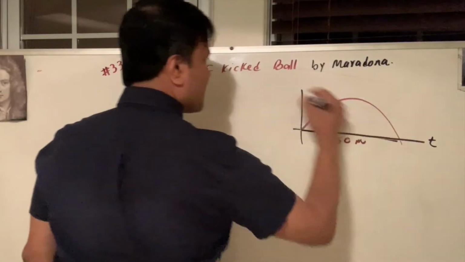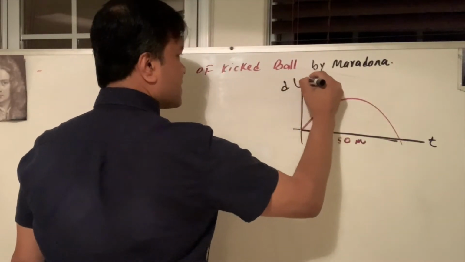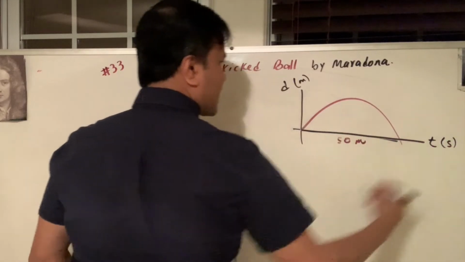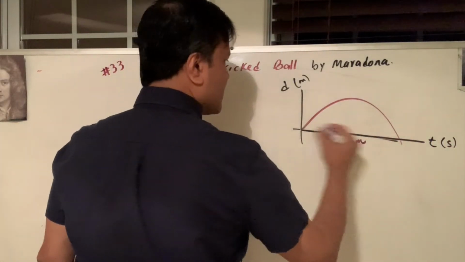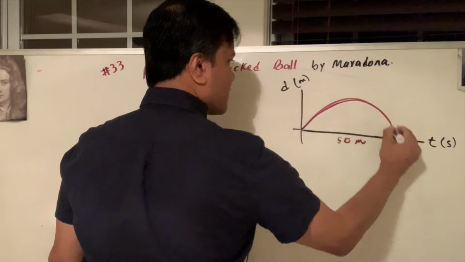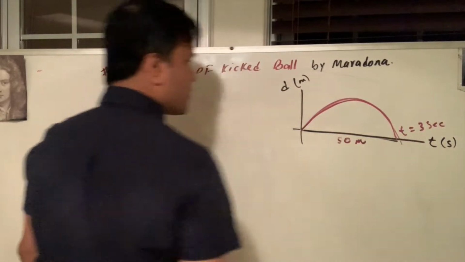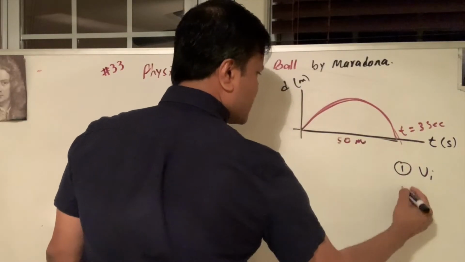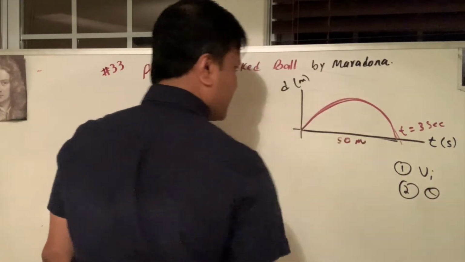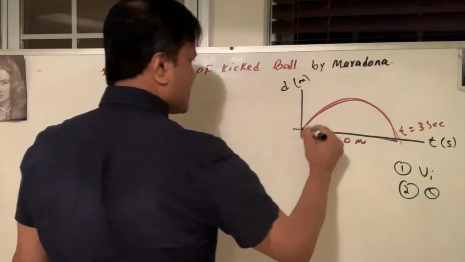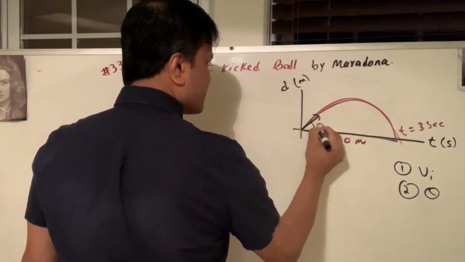The distance is in meters, the time is in seconds. The ball was in the air for 3 seconds. Now what do we need to find? We need to find a few things: number one, the initial velocity, and number two, the angle, theta. So the initial velocity and theta.